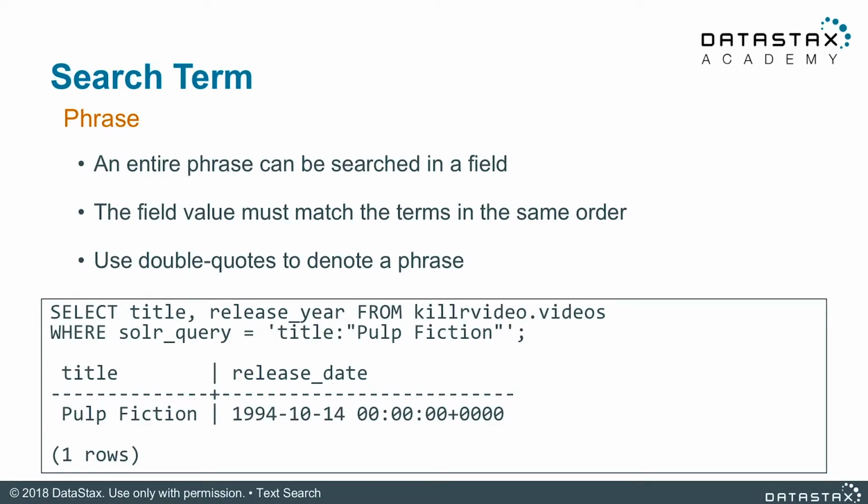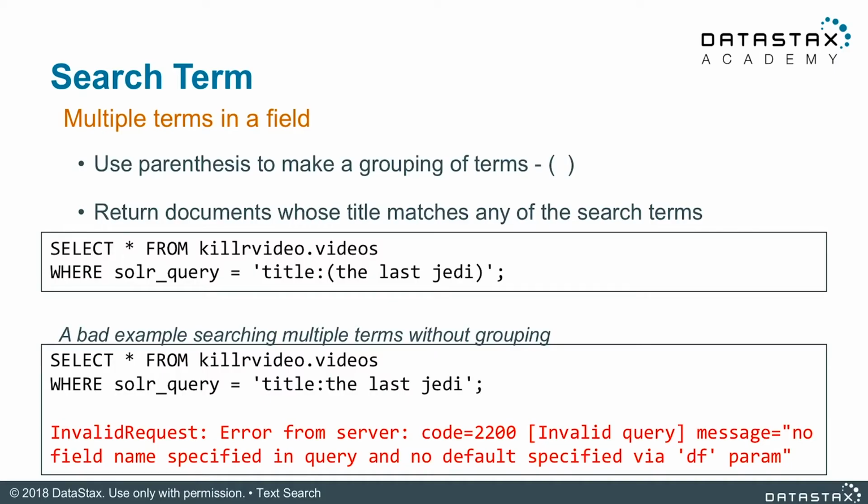An entire phrase could also be searched in a field. This value must match the terms in the same order, and double quotes will be needed to denote a phrase. It's important to note that phrases and wildcards cannot be used in conjunction in the same query. But you can search for multiple terms in a field. Use parentheses to make a grouping of terms. This will return documents that match any of these search terms.